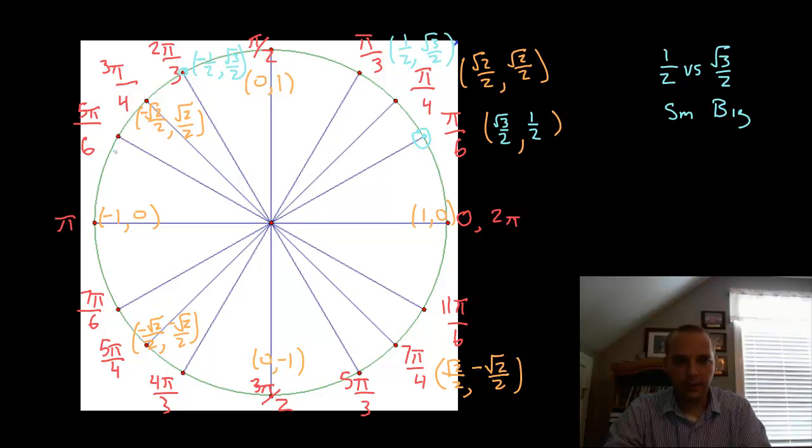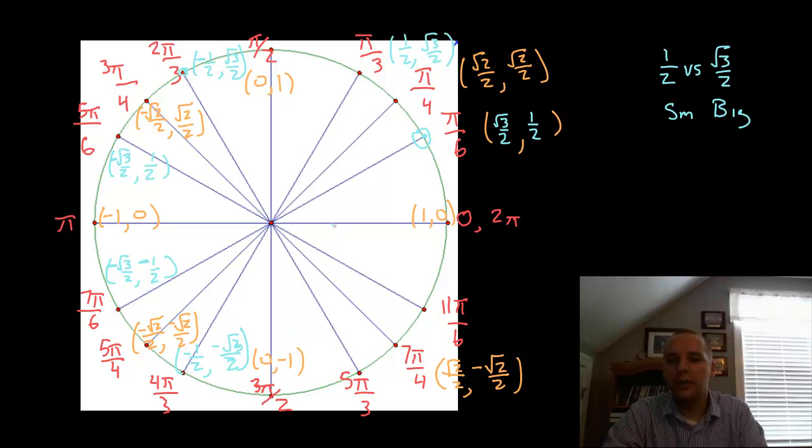5 pi over 6 has a large x value and a small y value, but the x value is negative. 7 pi over 6 will be a large x value, root 3 over 2, and a small y value, but the y value is negative. And matter of fact, the x value is negative as well, isn't it? 4 pi over 3, we have a small x value of a half, a large y value of root 3 over 2, and they are both negative.